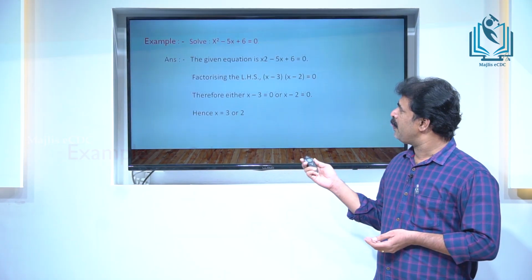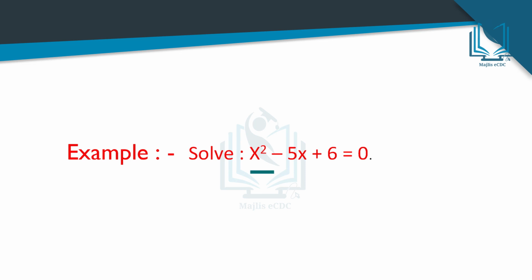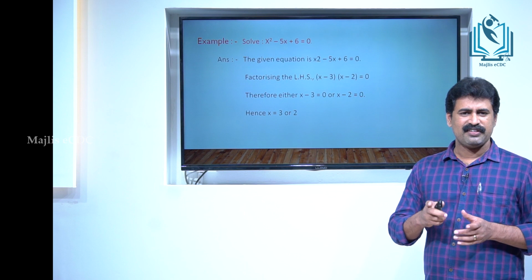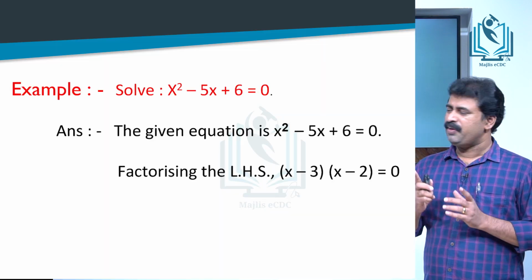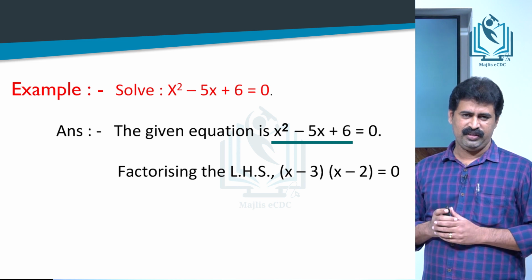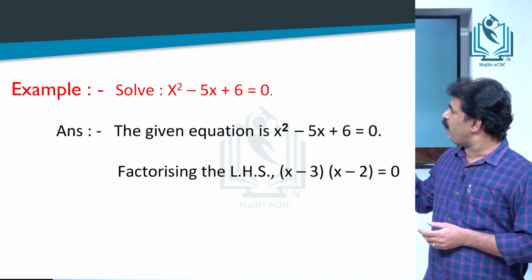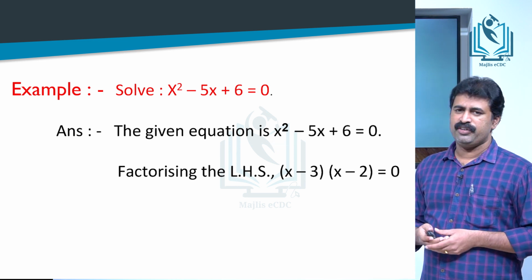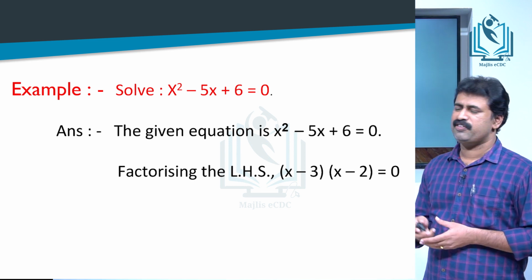For example, consider the quadratic equation x square minus 5x plus 6 equals 0. In this equation, the RHS is 0. So, we factorize the LHS, that means x square minus 5x plus 6 equals 0. So, after factorizing, we will get x minus 3 into x minus 2 equals 0.